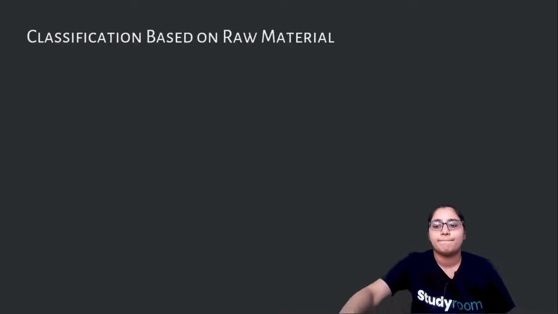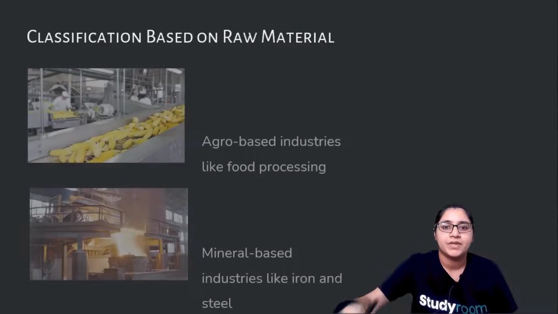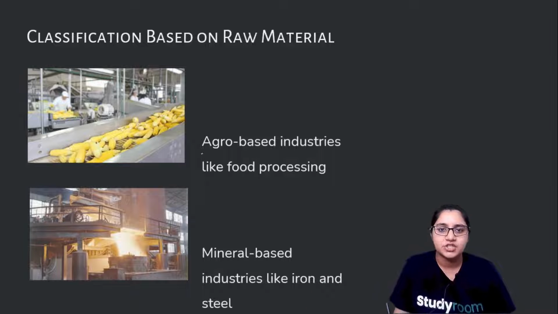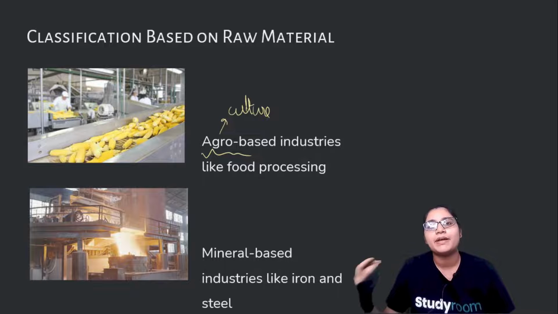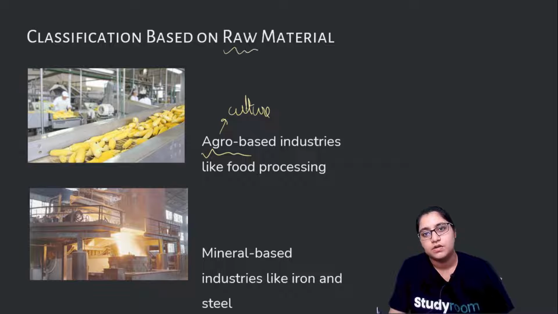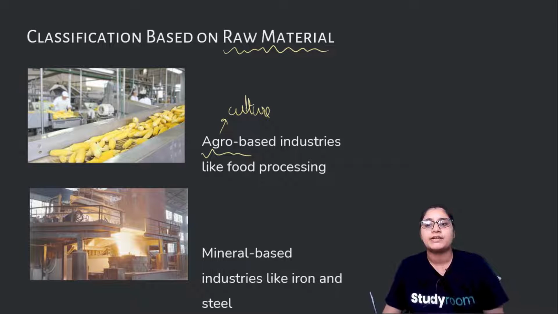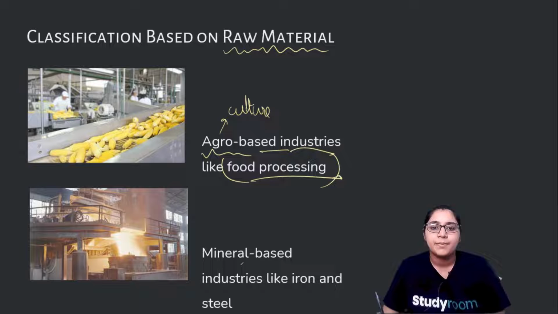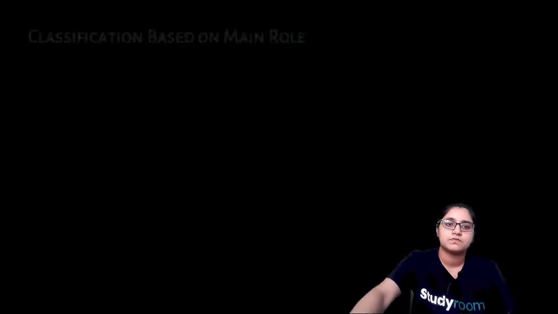So industries may be agro-based, meaning agriculture based, mineral based, marine based, like marine is related to the sea, oceans and all, and forest based, depending on the type of raw materials they use. So it is what kind of raw material they are using. Examples: food processing, vegetable oil, cotton textile, dairy products and leather industries. They are agro-based only. All right. So agro-based industries, example, food processing. Mineral-based industries like iron and steel.